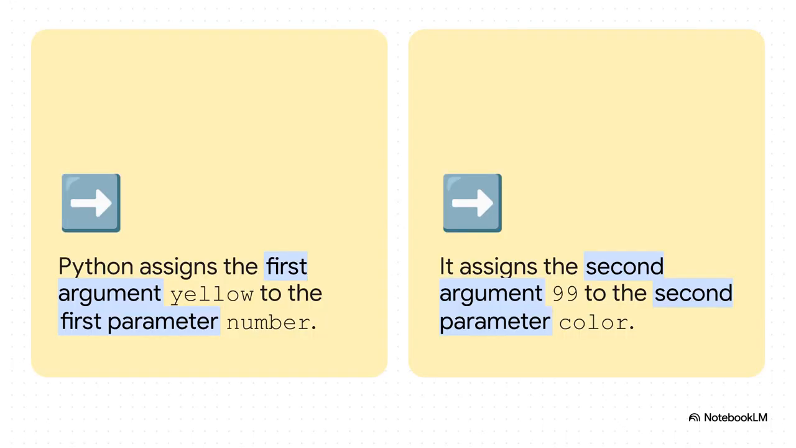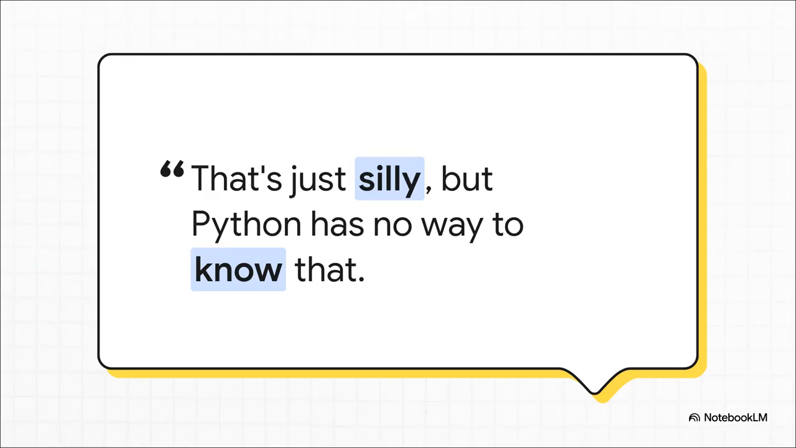What's going on now? So here's what's happening inside Python's brain, so to speak. By default, it's just matching things up based on their position, their order. So the first parameter, number, gets the first argument we gave it, which is the word yellow. And the second parameter, color, gets the second argument, the number 99. It's literally trying to use yellow as a number. And yeah, that is just silly.